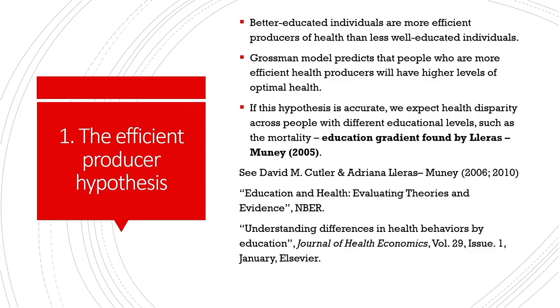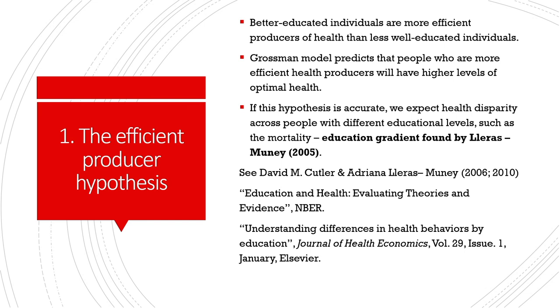Now, let us begin with the first hypothesis that has been widely discussed in economics literature. This is the efficient producer hypothesis. And since you have already been introduced to the Grossman model of health production function, you would know that some of these discussions are at the center of the Grossman model. So, what does this hypothesis tell us?